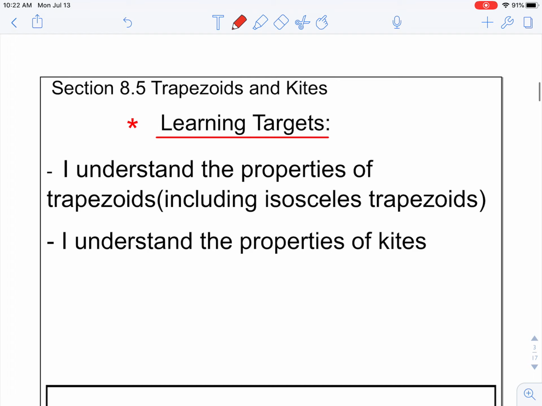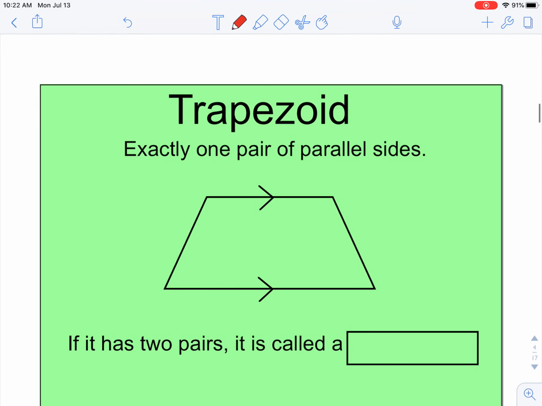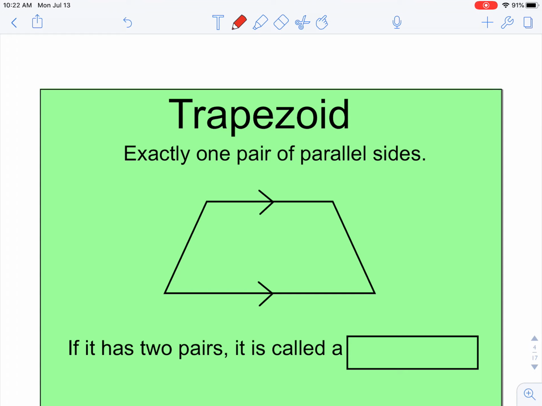So today we're going to talk about things that are quadrilaterals and they are not parallelograms. So we're going to understand the properties of trapezoids, including isosceles, and the properties of kites.